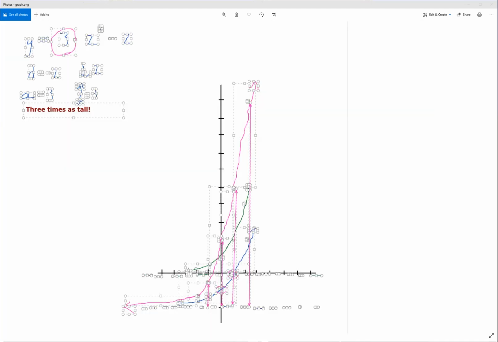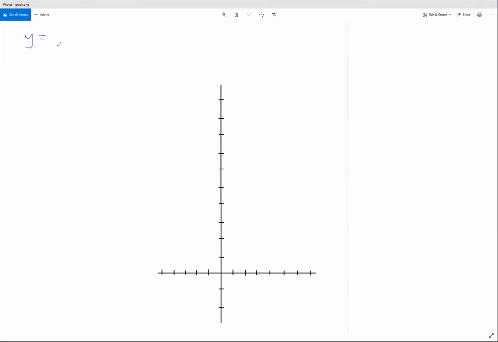Let us try instead. Let's talk about y equals 2 to the x minus 3 plus 3, but we're going to multiply this by, let's say, 1/4. So what's that going to do?